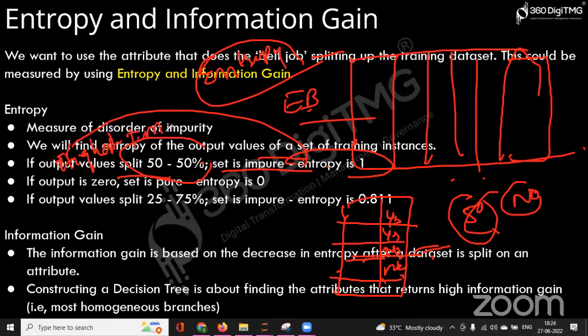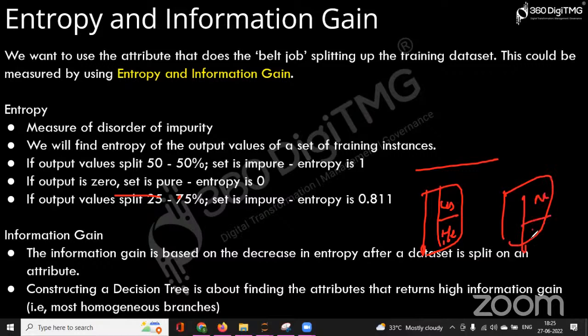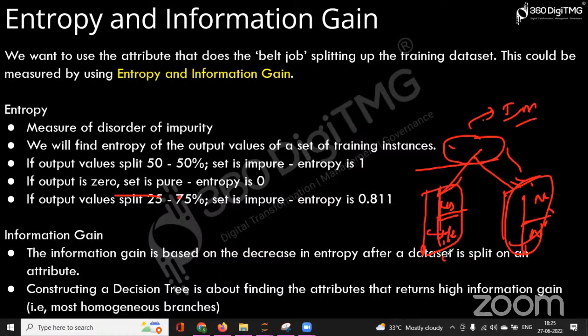Whenever you have done a split and the classes are 50-50, that is called highest impurity. Opposite to that, if the output is 0, it is said to be pure. When you have only one class, either yes or no, you can directly take a decision. Whenever you do a split and you have only one of the classes, yes or no, you don't have any impurity. This is the yes case and this is the no case, so you can easily take a decision.